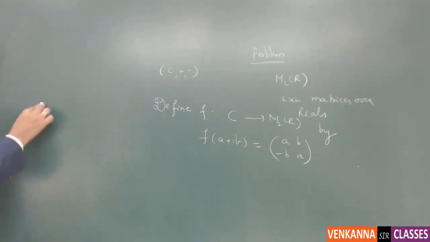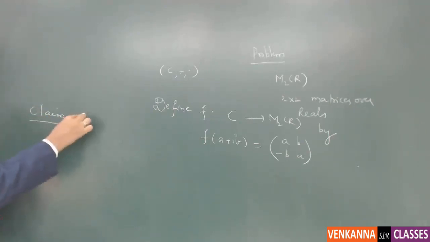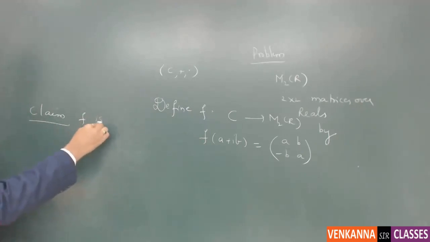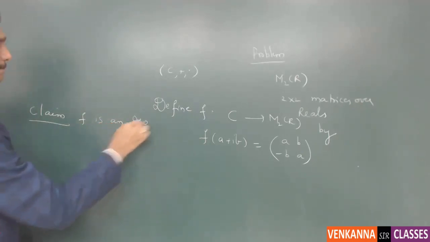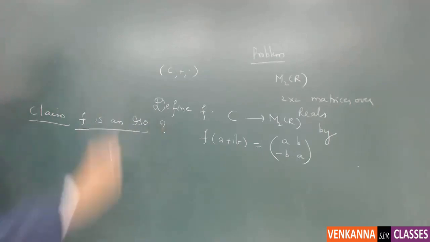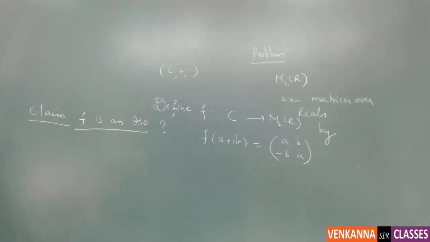Now the question is, is f an isomorphism? So we are going to verify whether f is an isomorphism or not. That was the question. Clear? What we are going to verify is that f is a homomorphism, one-one and onto as well.